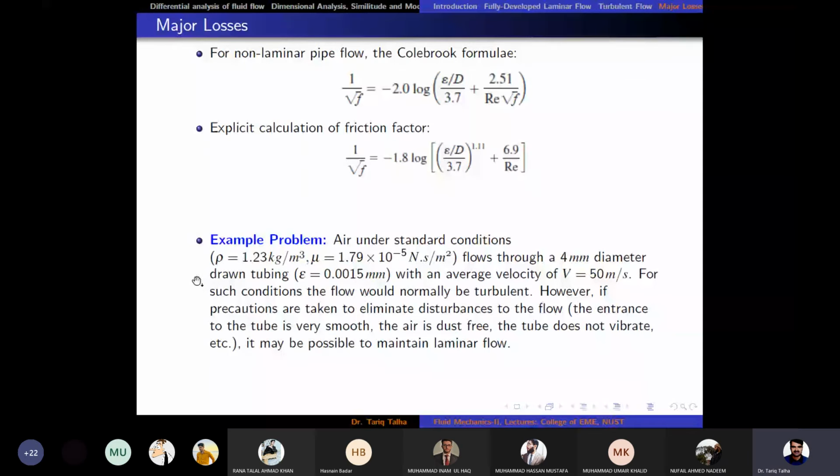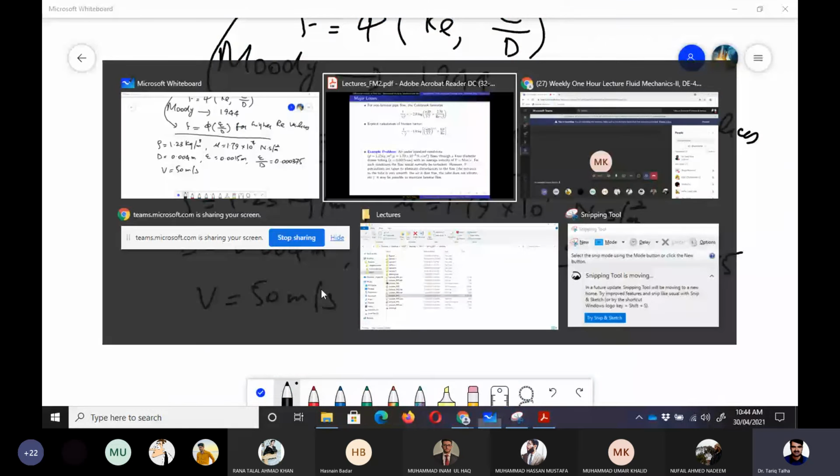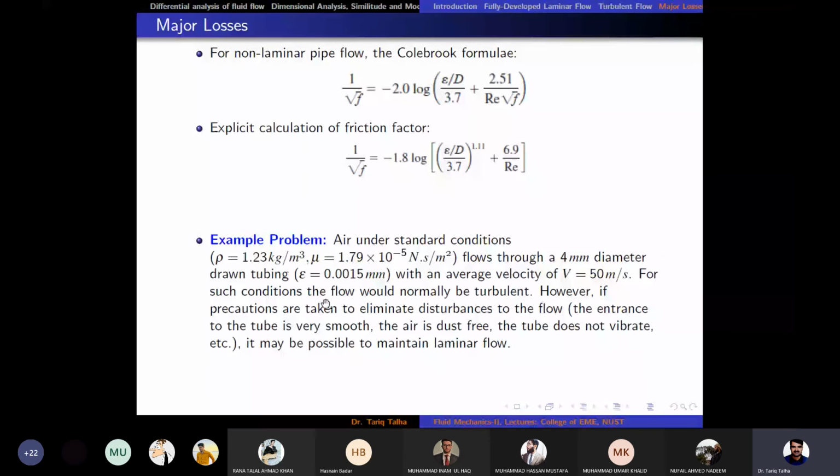50 meters per second. For such conditions, the flow would normally be turbulent. The statement is saying that flow would be turbulent for these conditions, but we can take precautions to eliminate any disturbance to the flow: the entrance to the tube is very smooth, the air is dust free, the tube does not vibrate. So there is a possibility that we can maintain laminar flow even though the Reynolds number is in the turbulent range.